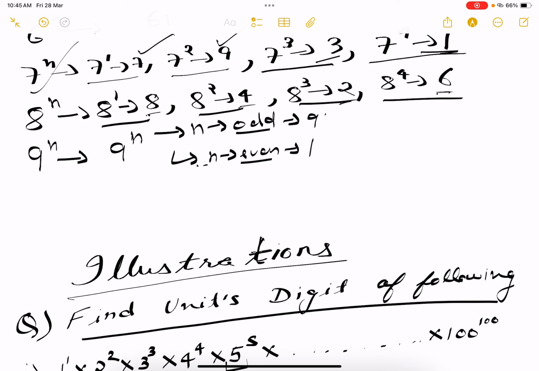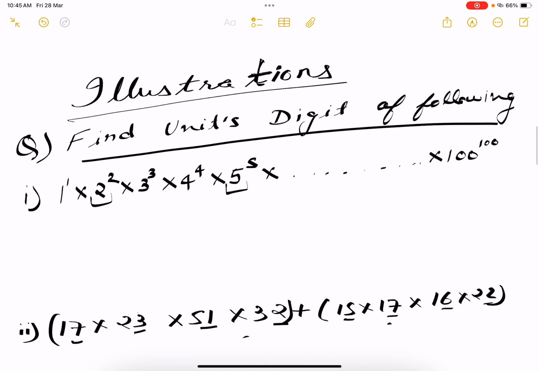Now we'll try to use illustrations to solve these in a better manner. The question goes like, find the unit digit of the following: 1 to the power 1 into 2 to the power 2, 3 to the power 3, 4 to the power 4, 5 to the power 5, and it goes up to 100 to the power 100.